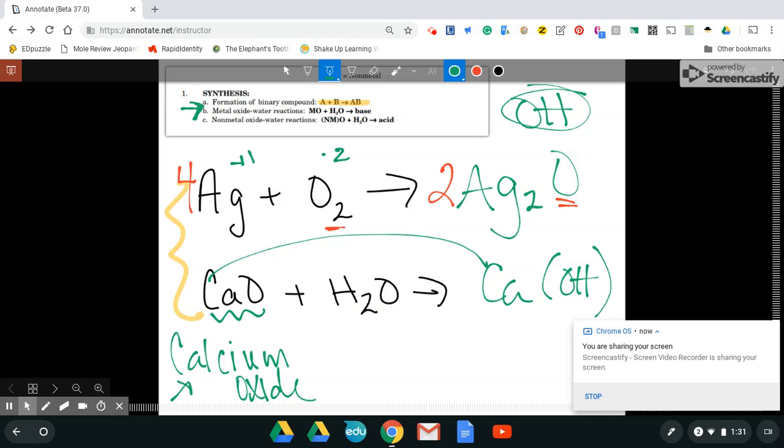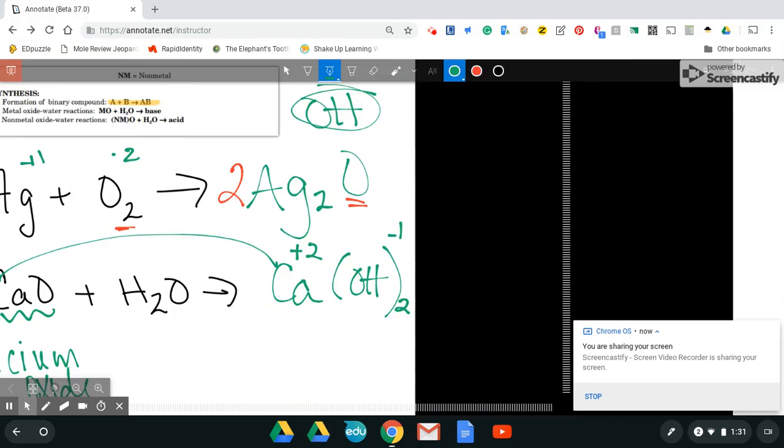All right, here's where everybody is kind of getting confused. I can't leave this as CaOH because this has a charge of +2. This has a charge of -1. So to make this balanced, I have to write the correct formula. So it would be Ca(OH)2. So those are synthesis reactions.